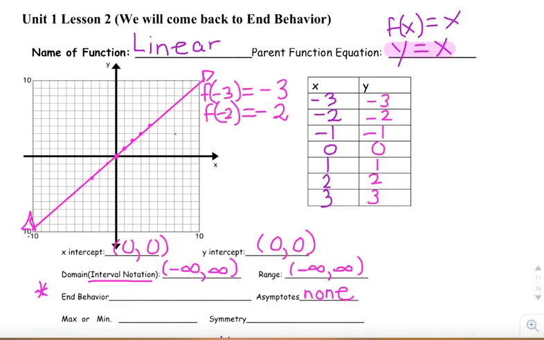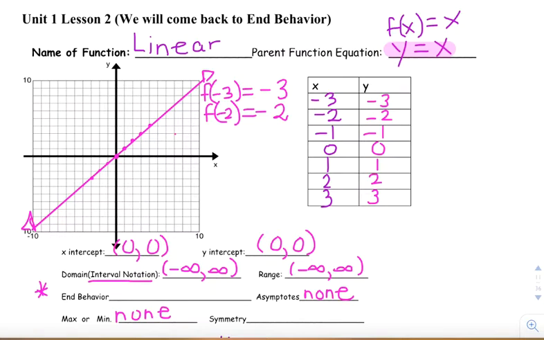As far as a maximum or a minimum, that's referring to the highest point on the graph or the lowest point on the graph. Because our range is -infinity to infinity, we don't have a low and we don't have a high. So this would also be none. There's not a set point that we can say satisfies that.